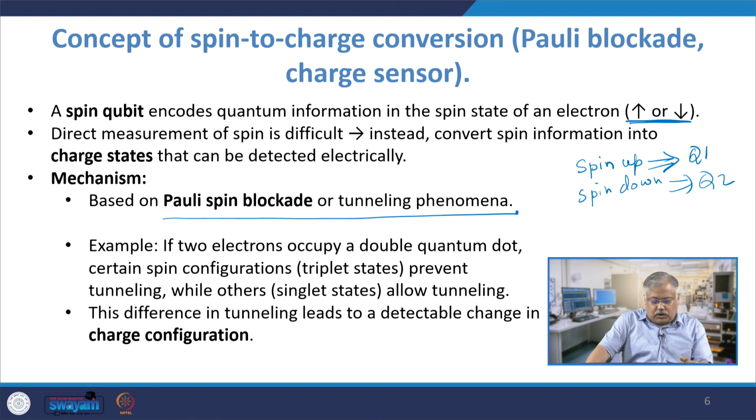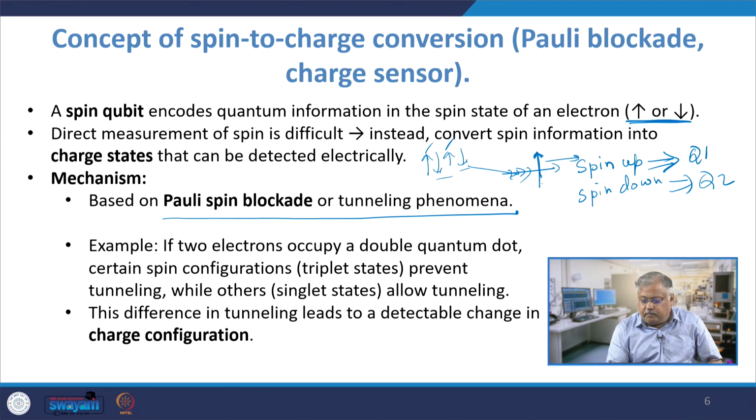Now let me show you an example of what spin blockade is all about. If two electrons occupy a quantum dot, and they have a certain spin configuration, then certain spin configurations are prevented from tunneling out of the quantum dot while others allow tunneling. It is something like this: in a very simple manner, let us suppose I have a filter where only spin up is allowed to go through. If I have multiple spin up and spin down states and pass them through this filter, then only spin up parts will cross through and spin down parts will be blocked. This is known as a Pauli spin blockade.